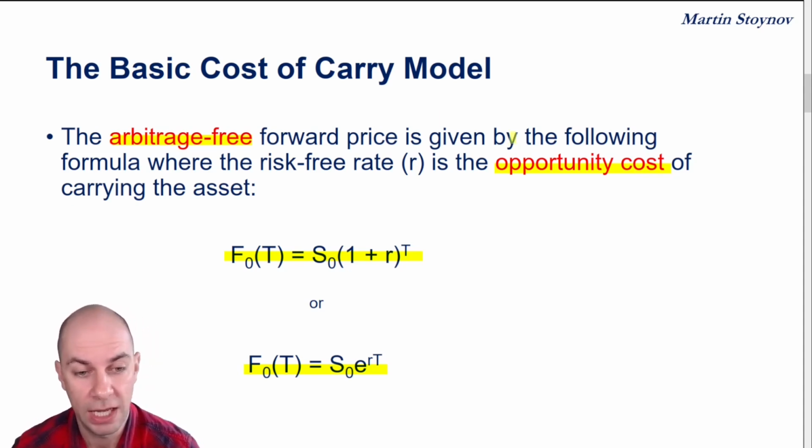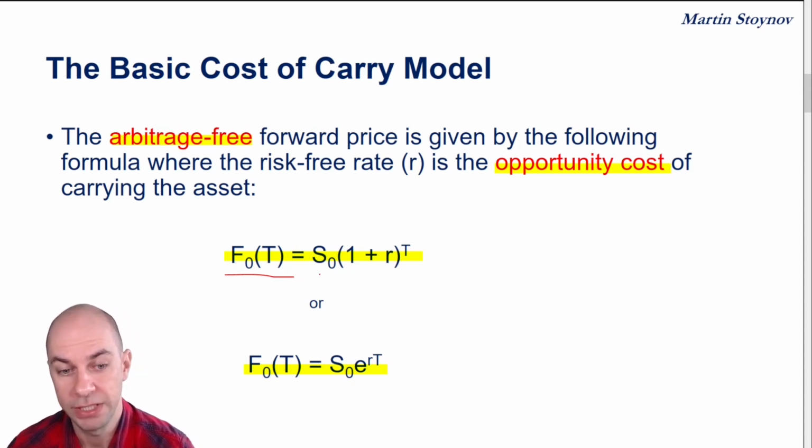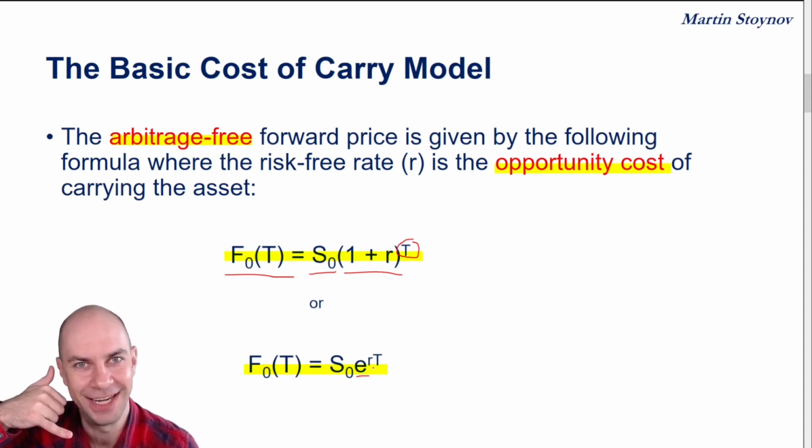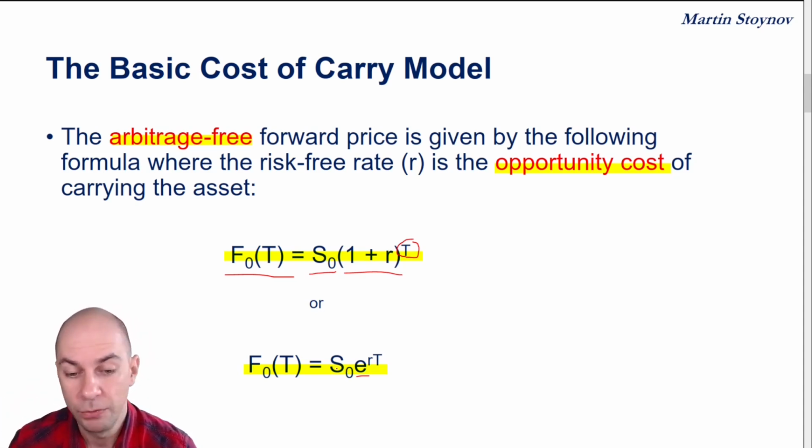And so we get our two basic models. This is the discrete model. The forward price agreed today for delivery at time T in the future is given by the spot price compounded at the risk-free rate to the power of time to maturity. Or if we're using continuous compounding, say hello to our good old friend, Mr. Euler, 2.7. So we're just taking the spot times e to the power of the risk-free rate times time. That's pretty much achieving the same thing, but with continuous compounding.